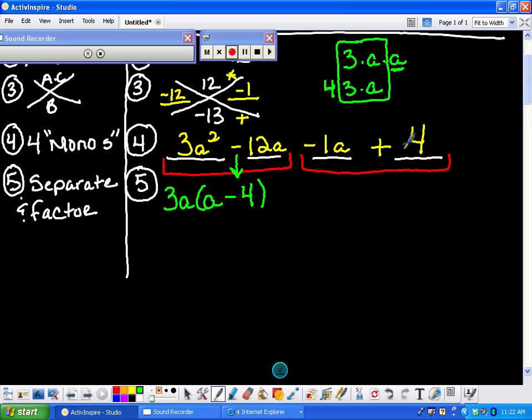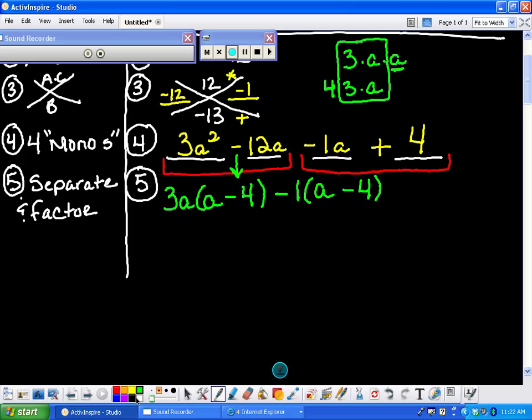Now let's look over here. I always factor out the negative, and the only thing that can really factor out is the negative 1. If I factor out a negative 1 here, I'm left with a. And if I factor out a negative 1 from a positive 4, I get a negative 4. Let's double check that: negative 1 times a gives me negative 1a, and negative 1 times negative 4 gives me positive 4.